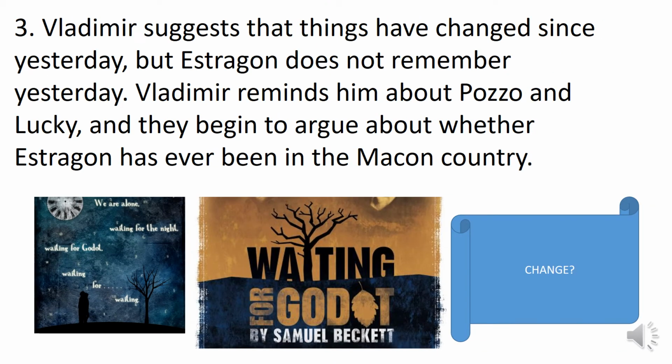Vladimir suggests that things have changed. Remember, the tree change happens in the tree, the growing of the leaves since yesterday, but Estragon does not remember yesterday. So Estragon, I watched a video yesterday where they explained that Vladimir and Estragon must be quite old.